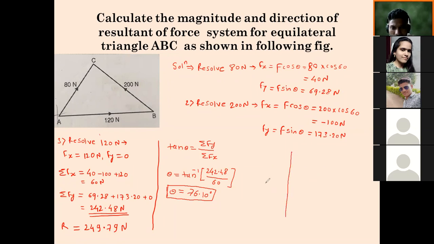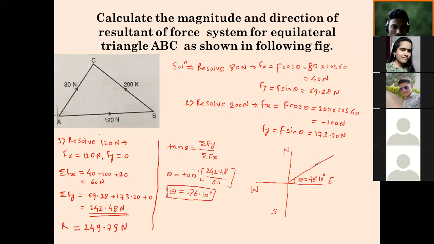So simple method, no? This NS, so north, south, west, and east. So clockwise or anti-clockwise, I have to take the angle. So anti-clockwise, it will come something like this. So this angle will be how much? 76.10 degree. So now to finalize the arrow or direction of resultant, what we have to do?